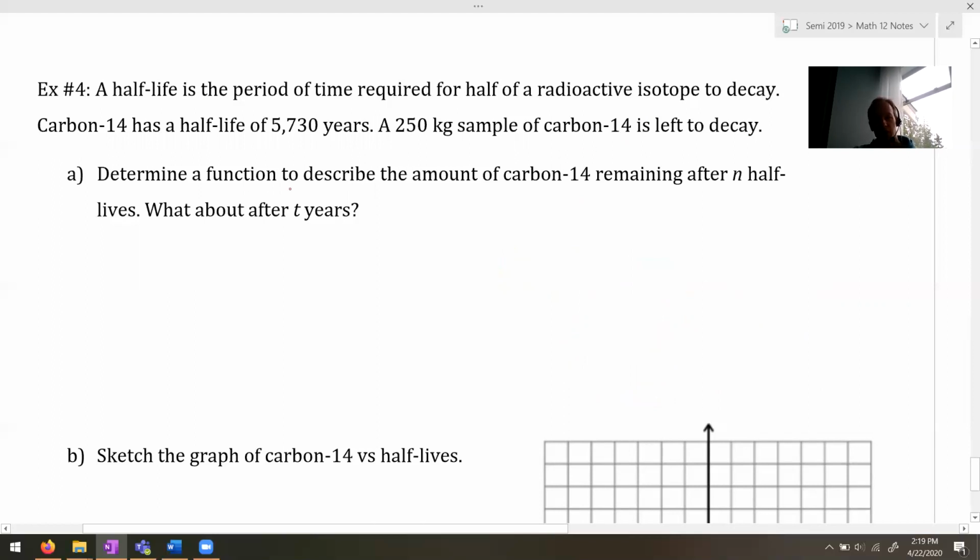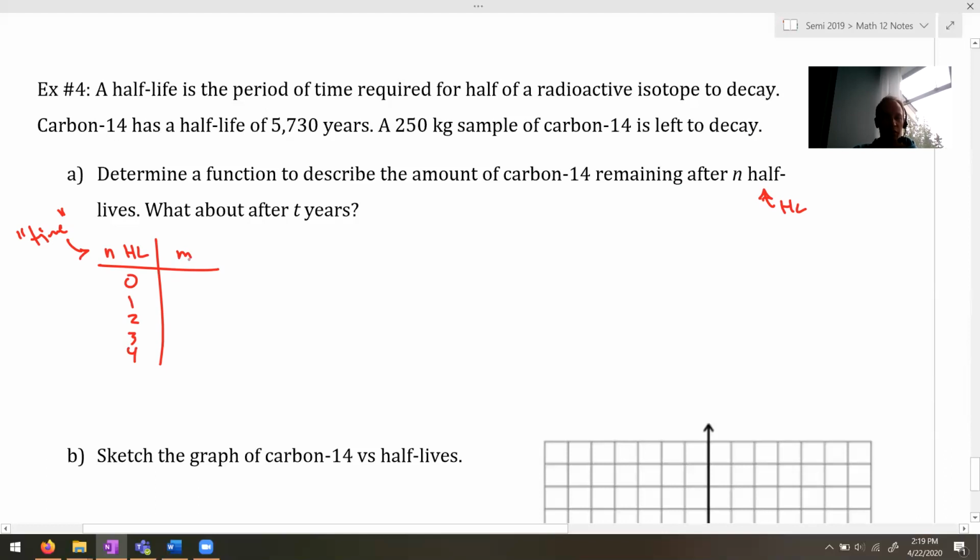Okay, so determine a function to describe the amount of carbon-14 remaining after n half-lives. So all we have to do is understand here that if we say time or n half-lives, we're just going to abbreviate that NHL, and we have the mass remaining. Remember, this is like time, so this is going to be our x variable. We would say 0 half-lives, 1, 2, 3, 4, and so on.